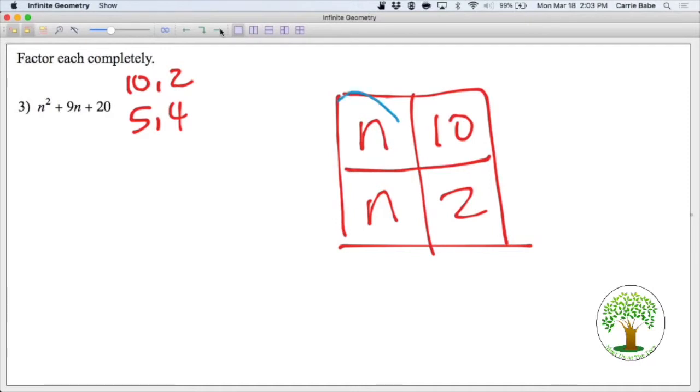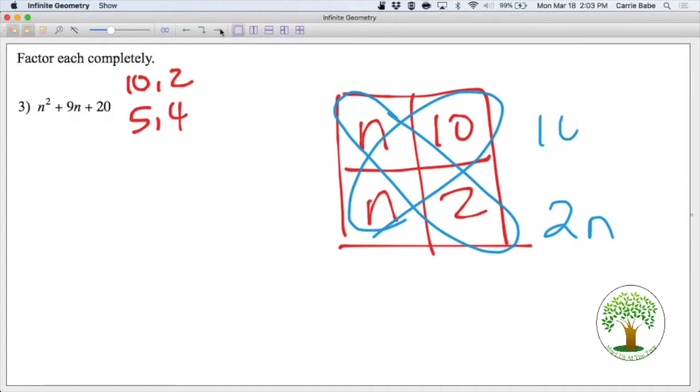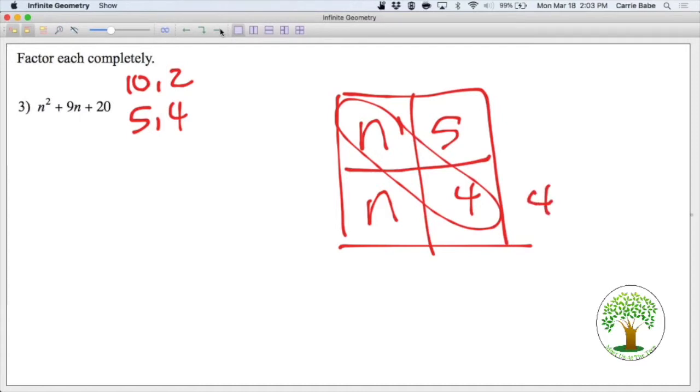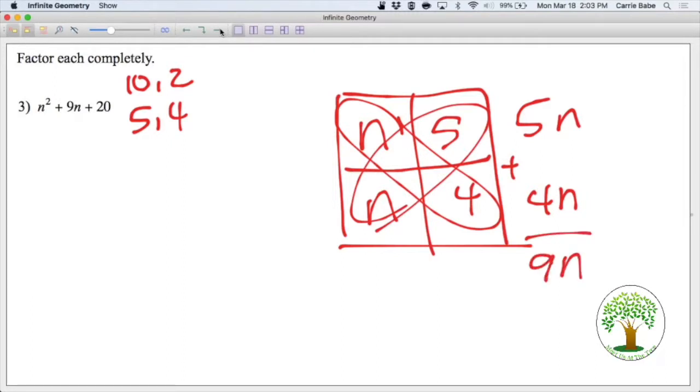And I'm going to check the diagonals. This makes 2n, and this makes 10n. When I add them, which you will always do, I will get 12n. And that is not what I'm looking for. I'm looking for 9n. So I am going to now put in what's supposed to be there. Let's put the 5 and the 4 in. 5 and 4. Check my diagonals. I will get 4n and 5n. And when I add them, I will get 9n, and that is what I'm looking for.